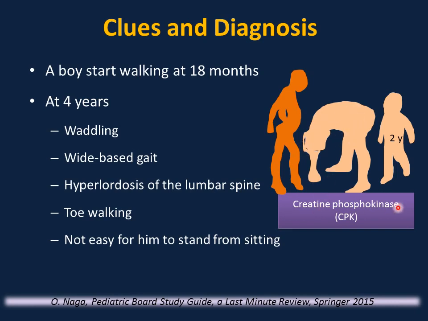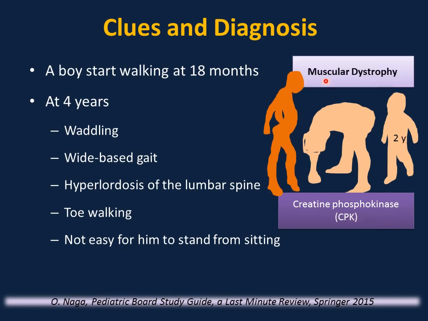You order CK, and the CK or CPK came back severely elevated, in the thousands. This is a classic presentation of muscular dystrophy. CPK, or creatine phosphokinase, will be extremely elevated in the thousands. It can also be associated with elevation of transaminases, AST and ALT, and can be misleading for liver disease if you do not check CPK.